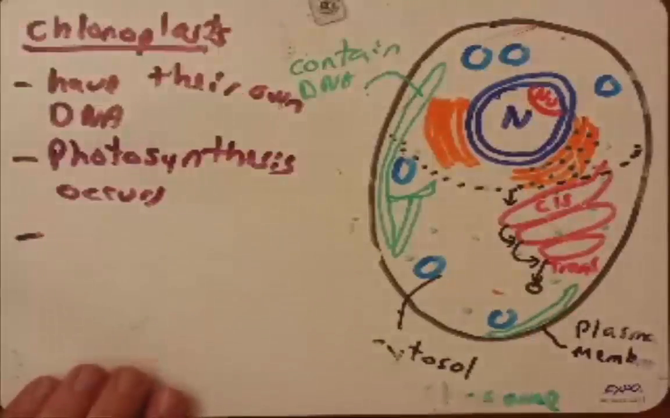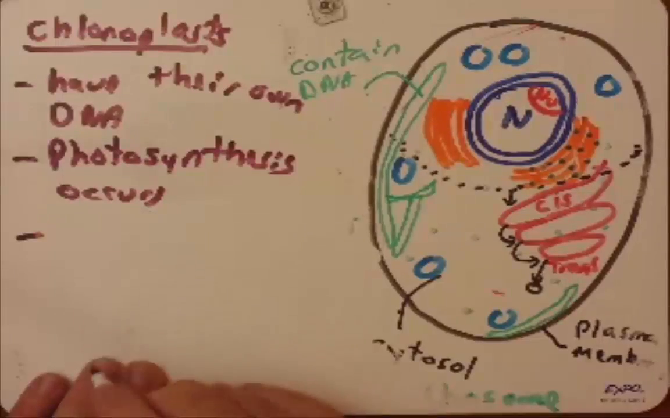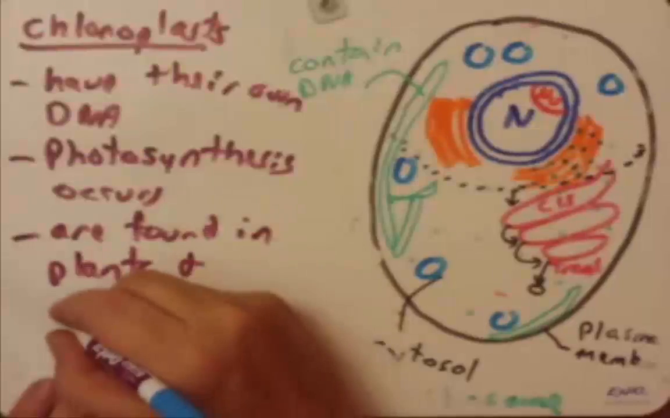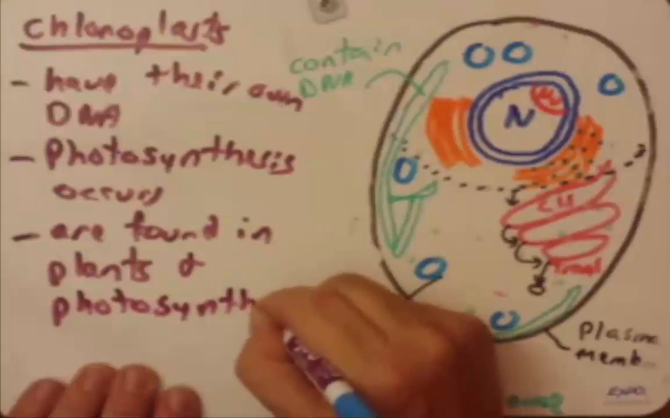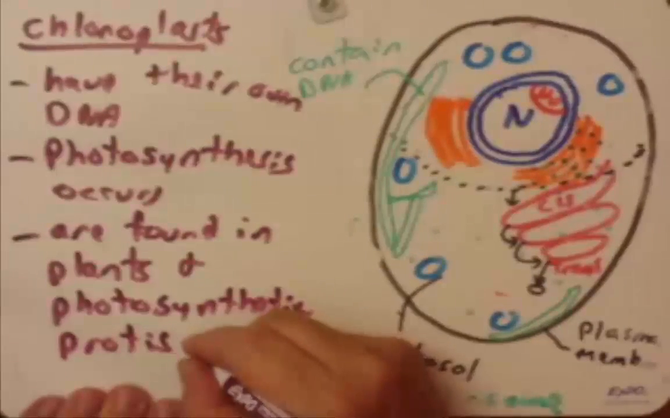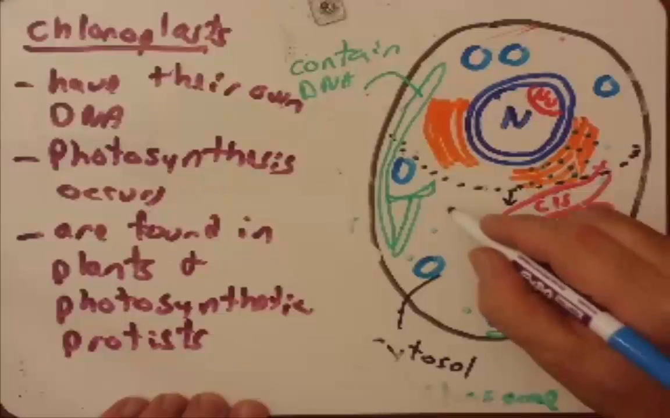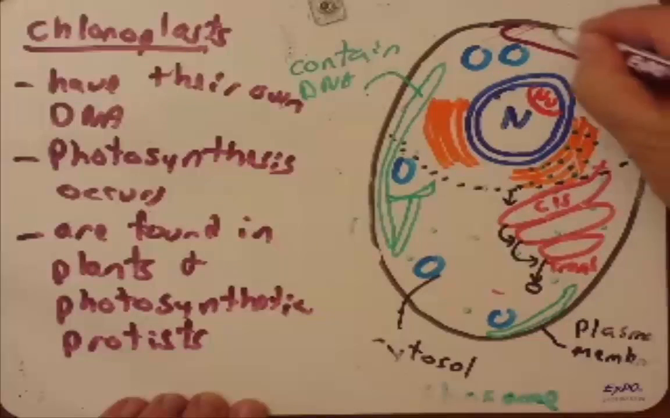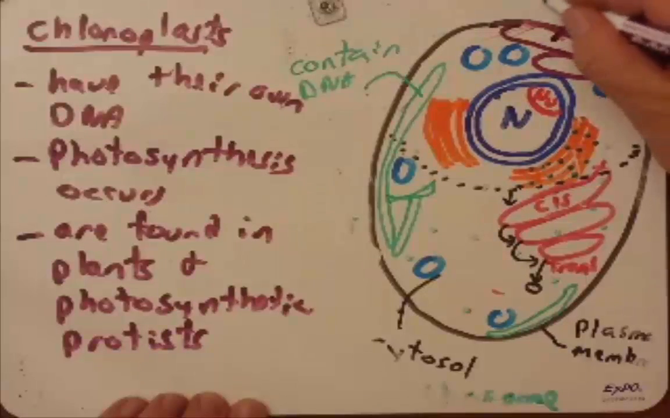And unlike mitochondria, which are found in all eukaryotes, chloroplasts are found in plants and photosynthetic protists. I'm going to draw the chloroplasts in here as well, and I'm going to draw them up along here. So these are our chloroplasts.